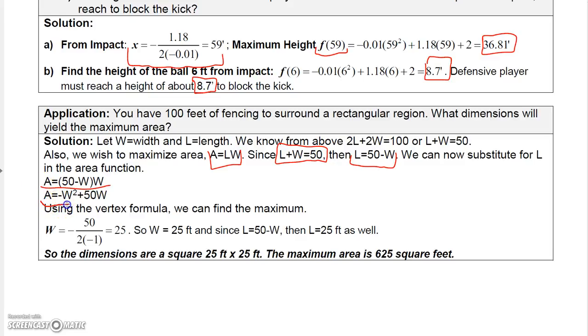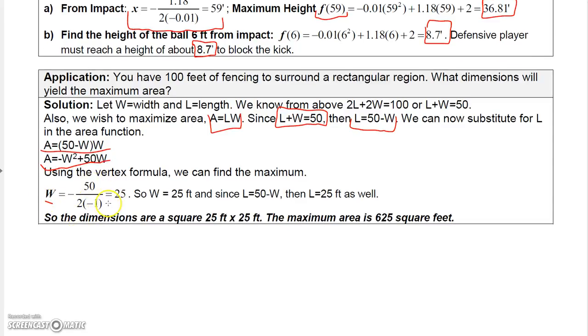And then that's a quadratic function, and you can use the vertex formula to find the width that gives you the maximum of that, which is 25, and then you can plug back into the length formula to get the length, which is 25 as well. So it turns out the dimensions just need to be a square, and the maximum area would be 625 square feet. So what's interesting about that is you can make that rectangular dimension a lot of different sizes, but only the dimension 25 by 25 gives you the maximum area.